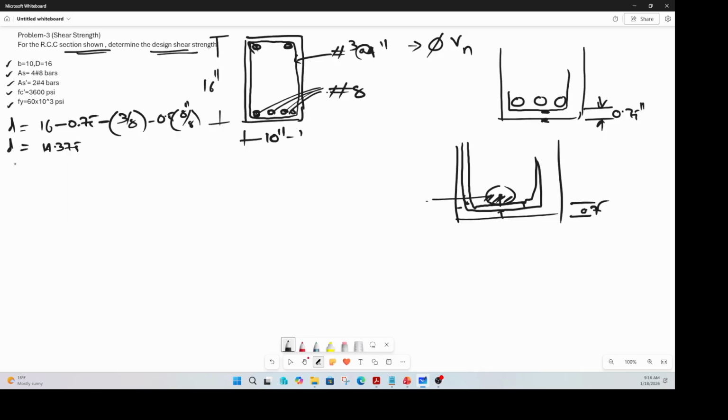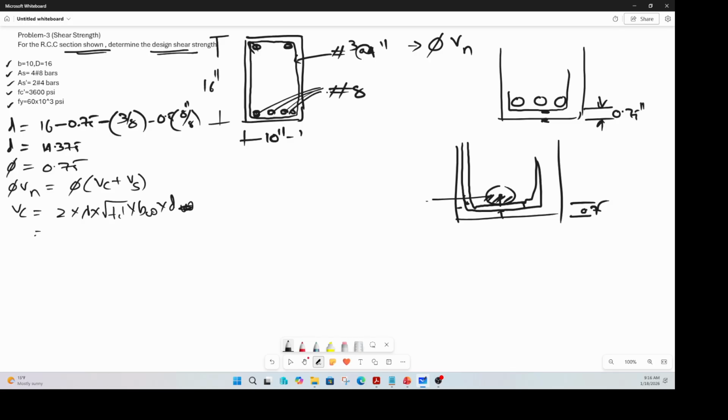14.375 inches is your effective depth. We know that the strength reduction factor for shear is 0.75, correct? Then we were asked to calculate what? Phi times Vn. That means you know that phi times Vn is made up of Vc plus Vs, right? And we start by calculating Vc. Vc is nothing but 2 times lambda times square root of f'c times bw times d.